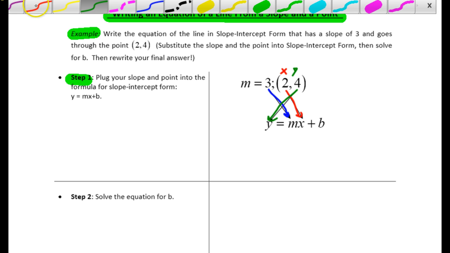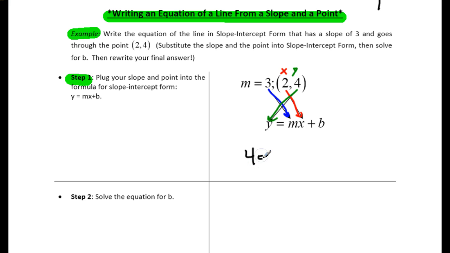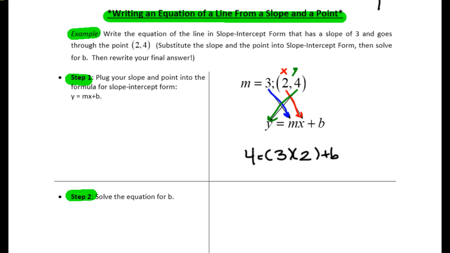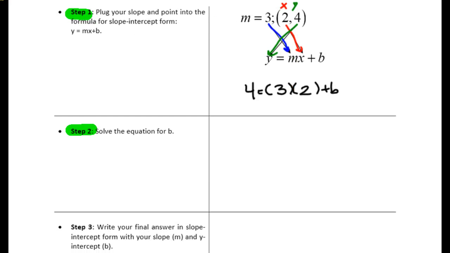Basically it's going to look like this. Instead of y equals, it's going to be 4 equals, and I substitute with parentheses: m is 3, x is 2, plus b. So look what I have here. I've plugged in 3 of the 4 letters: my y, my m, and my x. I don't know the b, so I'm going to solve for the b. That's what step 2 says: solve the equation for b.